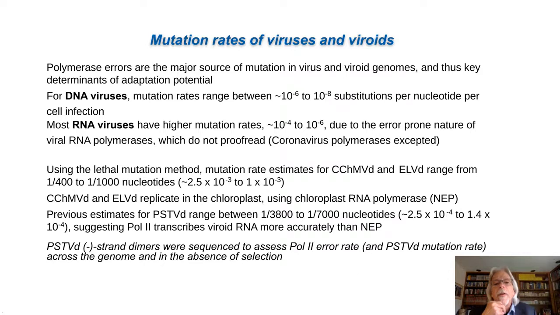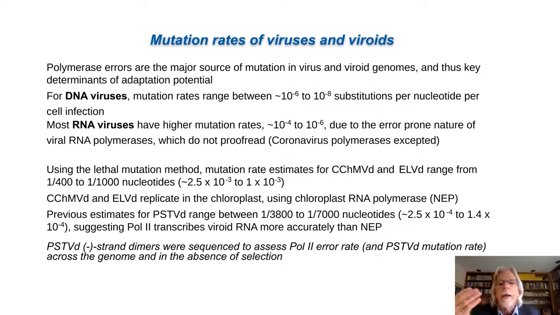Now, polymerase errors are the major source of mutation in virus and viroid genomes, and so they are key determinants of adaptation potential. DNA viruses have high mutation rates, but considerably lower than cellular mutation rates. And these range between 10 to the minus 6 to 10 to the minus 8 substitutions per nucleotide per cell infection. This is one way to describe mutation rate.